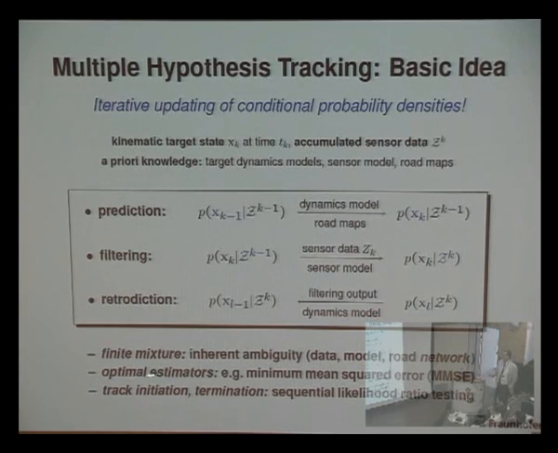Typically, the probability density function has the character of finite mixtures. They are hilly functions with many hilltops and valleys. This hilly structure reflects the inherent ambiguity in the data. From these functions, we can derive optimal estimators, and we have to think about a proper method to initiate tracks and to terminate tracks. Here, sequential likelihood ratio testing comes into play.